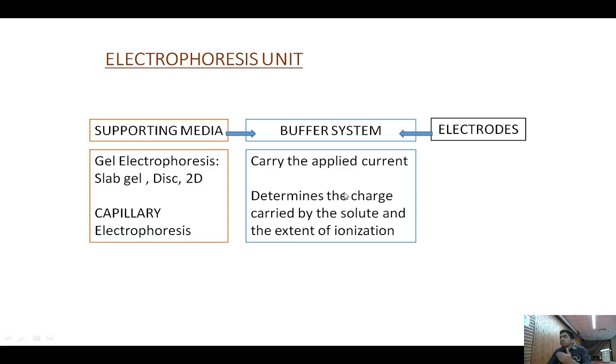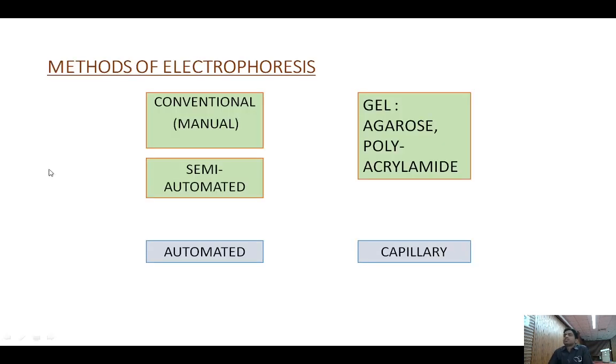So basically buffer will be carrying the current, and it will determine the charge, as I told, that the charge will depend on the pH and ionic strength of the buffer. Now that was the electrophoresis unit, and next is the method of electrophoresis. It can be either manual, semi-automated, or automated. In manual and semi-automated, mainly gel is used. Two important gels are agarose and polyacrylamide. Even cellulose gel is used. These are gels, and in automated, mainly capillary is used in automated electrophoresis systems. So just know the name.